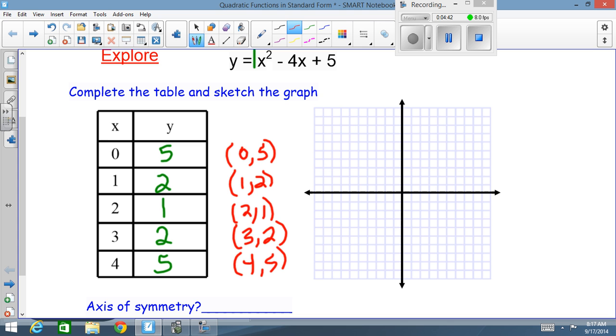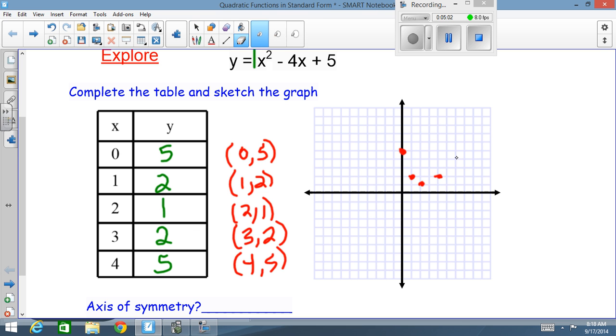So to the left and right 0 and up 5 is going to leave me 1, 2, 3, 4, 5, right about here. 1, 2 is to the right 1 and up 2. 2, 1 is to the right 2 and up 1. Right 3 up 2. I just totally missed that one.